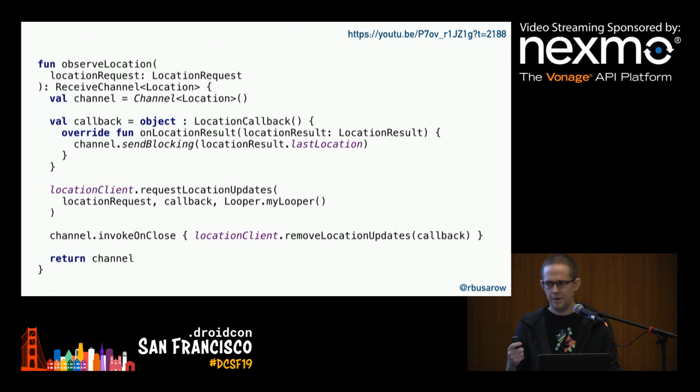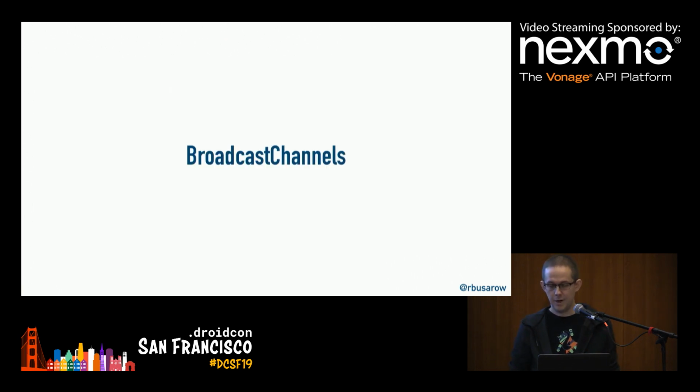So one of the problems with this implementation is that a channel is a one-to-one relationship. You can have one sender and one receiver. Once you've pulled the property out of the channel, it's gone. No one else can read it. And that's why we also have something called a broadcast channel.